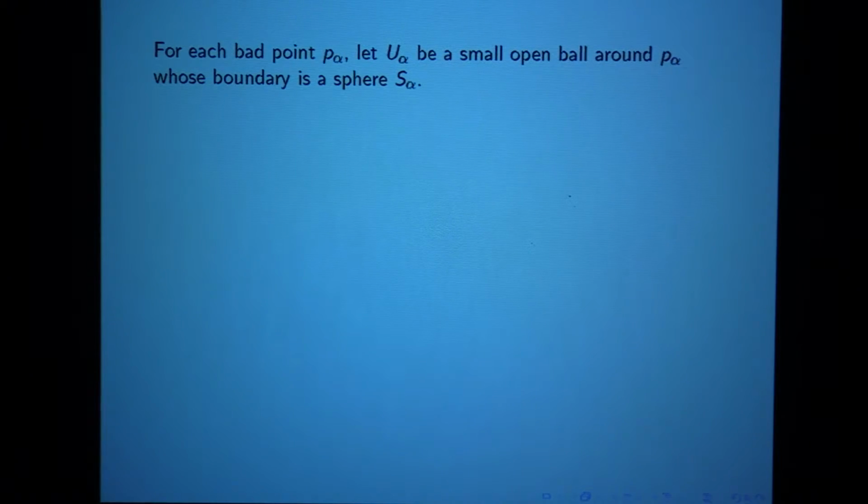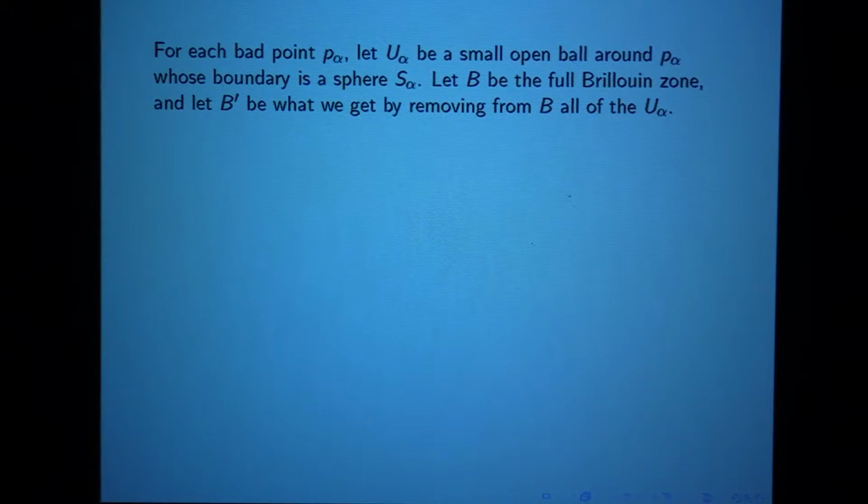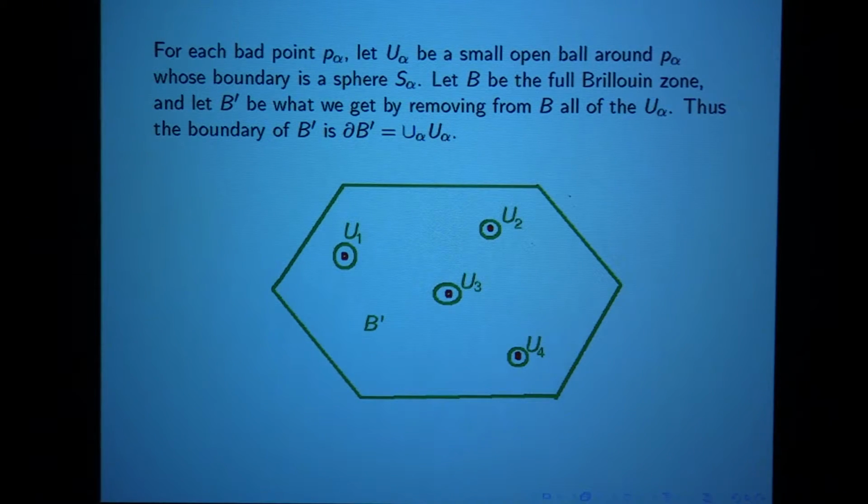For each bad point P alpha, we let U alpha be a small open ball around P alpha, whose boundary is a sphere. I've drawn here the full Brillouin zone, and then I've drawn the bad points. And then I've drawn a little open set U alpha around each bad point P alpha. And we remove those to get B prime. B prime is the Brillouin zone with not just the bad points removed, but little open balls around the bad points have been removed. And I didn't write it on the picture, but the boundary of each U alpha is a sphere S alpha.